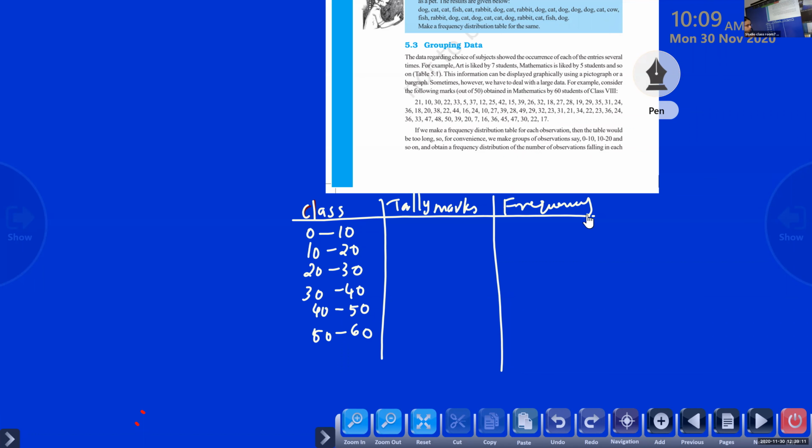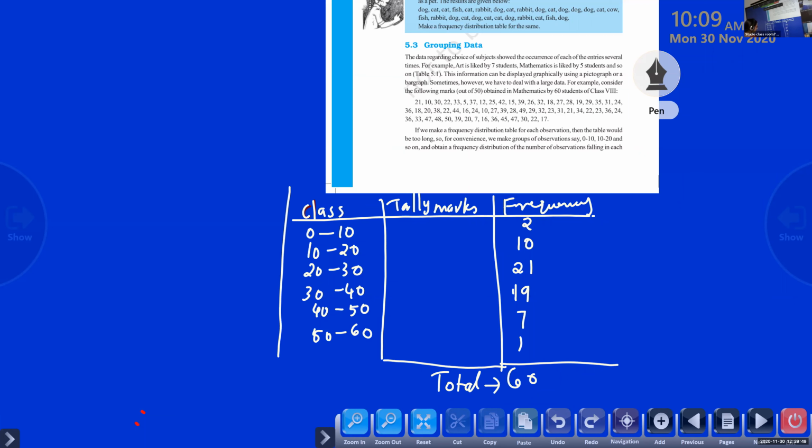What is the first frequency? Two. Only two students? Yes, ma'am. Then ten, then 21, then 19, then 11, then seven, then one. Correct. Total, you can check, will be 60. All did this? Yes, ma'am. You have to put this in a box. A frequency distribution table must be in a box. So this is a frequency distribution table.